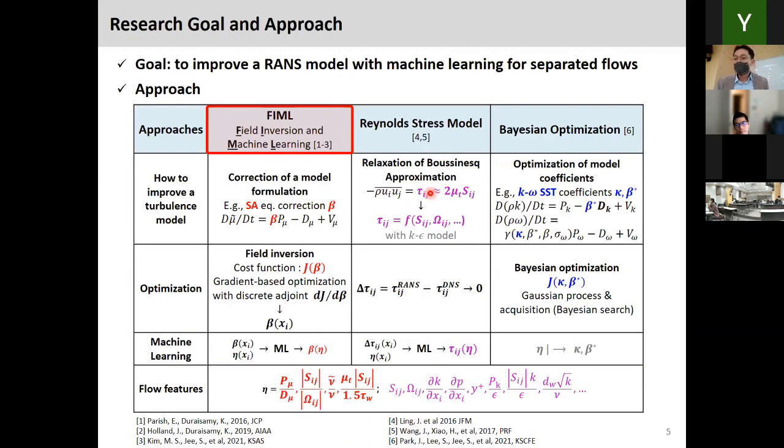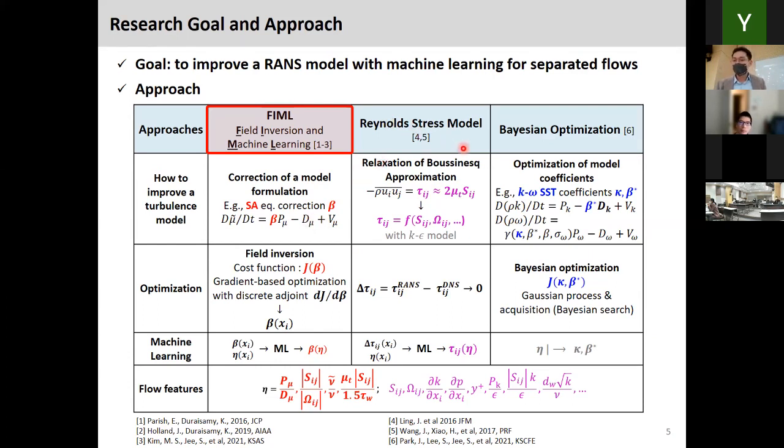So we would like to use machine learning, artificial intelligence, or data-driven techniques to improve the RANS model. Our target is separated flow because it is one of the well-known areas where the conventional RANS model often fails. Our group touched upon three approaches. The first one is field inversion and machine learning. The previous speaker gave a nice overview on this topic as well.